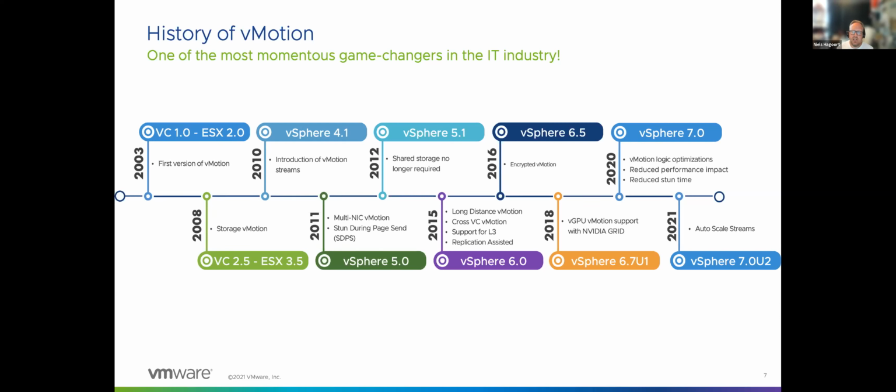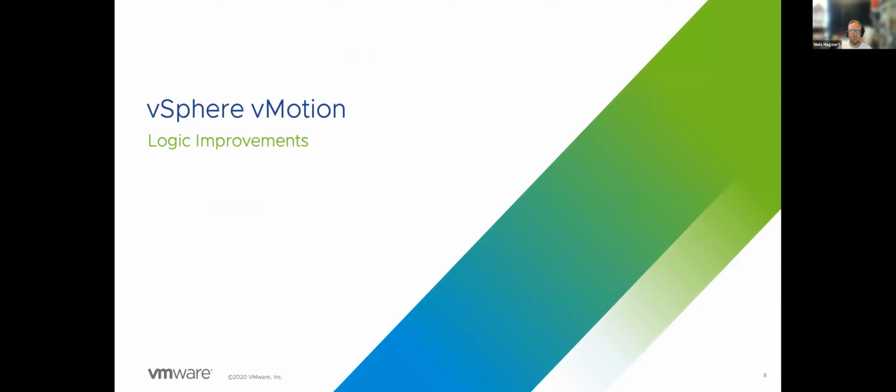Now, in this specific session, obviously, we'll focus on what we have done in the latest releases: vSphere 7, where we introduced a lot of logic optimizations, and 7 Update 2, where we introduced the auto scaling of the streams. The streams were initially introduced in vSphere 4.1 already, but there are definitely some significant changes on that part as well. So let's dig into it.